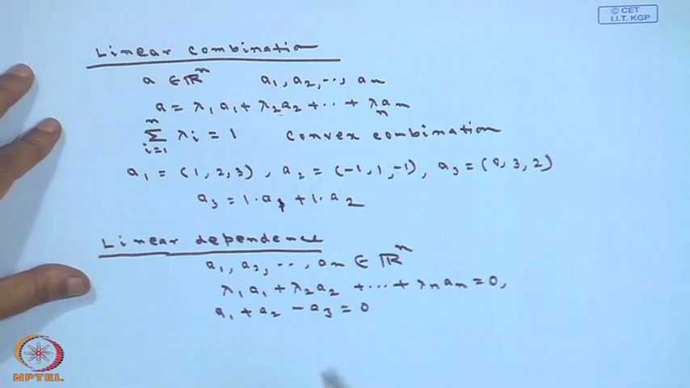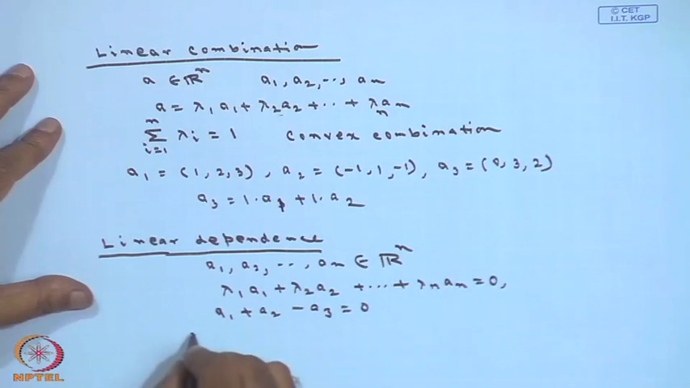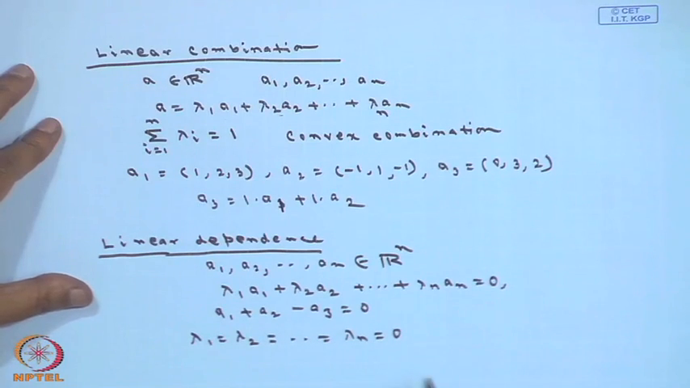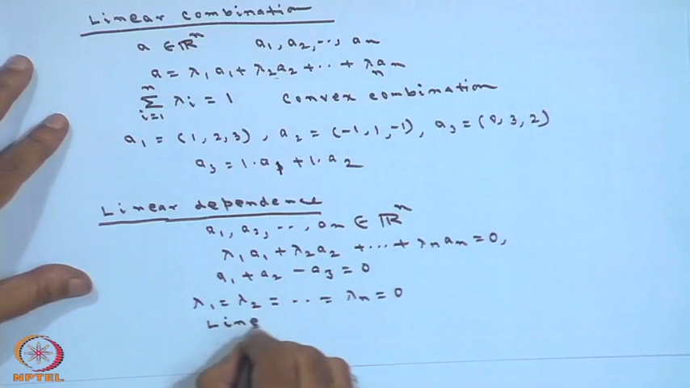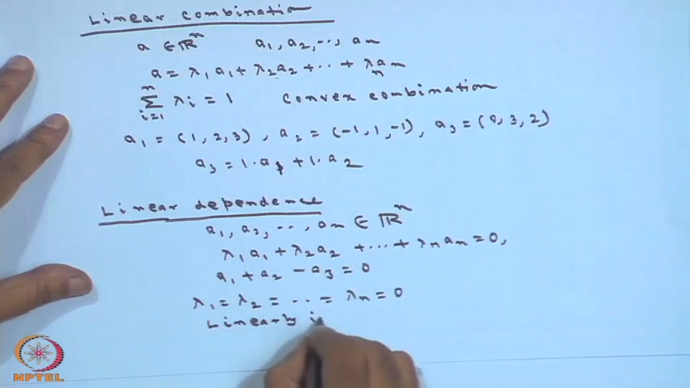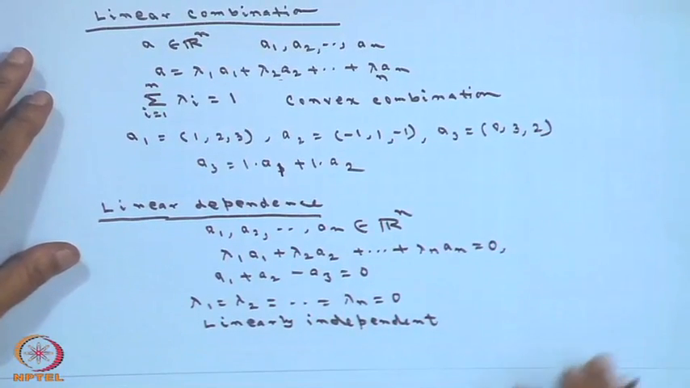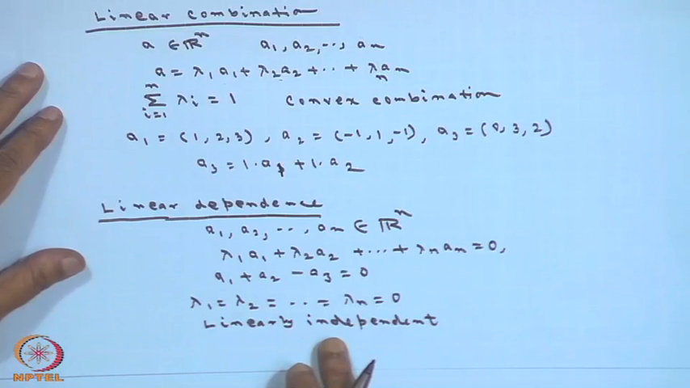But on the other hand, if lambda 1 a1 plus lambda 2 a2 plus ... plus lambda n an equals 0 holds only when all lambda i's are 0, that is, lambda 1 equals lambda 2 equals ... equals lambda n equals 0, then we say that the vectors a1, a2, ..., an are linearly independent. These two concepts are very important: one is linearly dependent, another one is linearly independent.